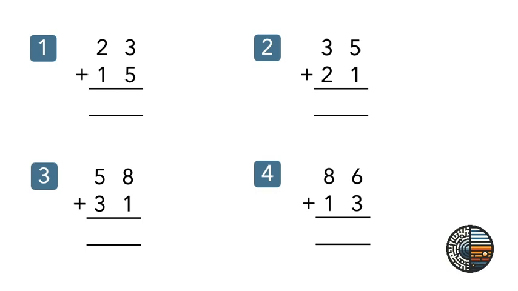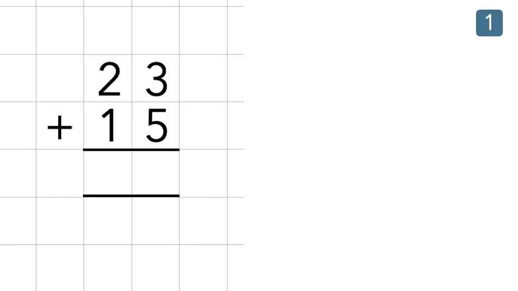So we're going to look at 2 by 2 digit addition without regrouping. These are the 4 questions we're going to answer. Let's get straight on with question 1. So here we've got 23 plus 15.